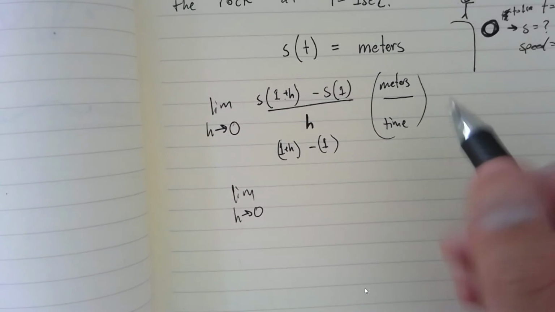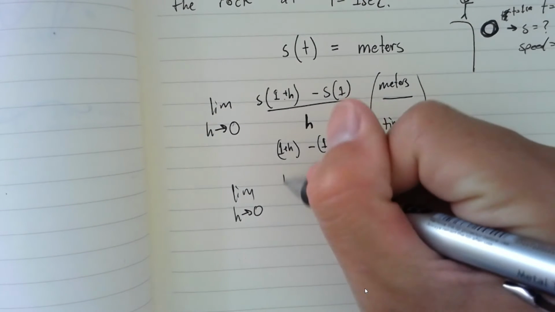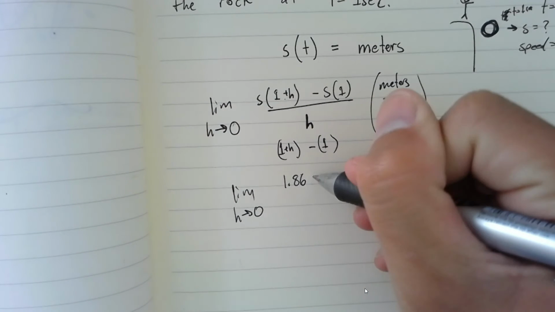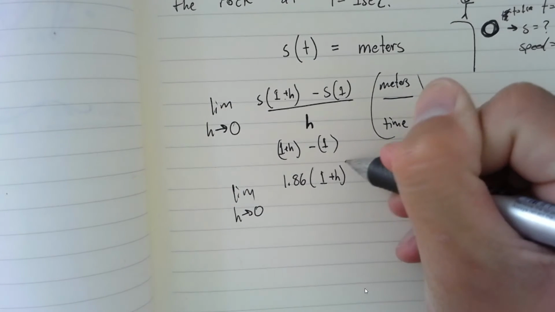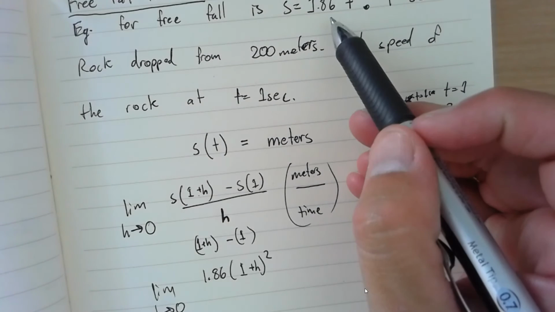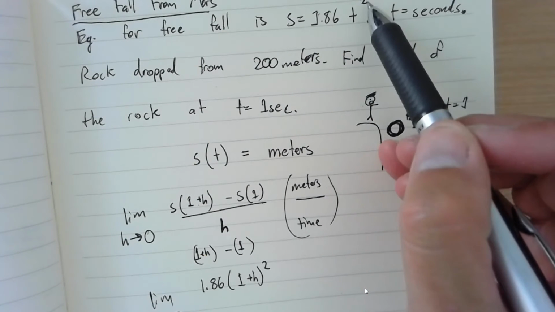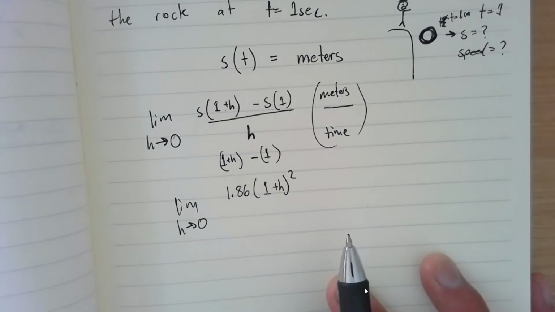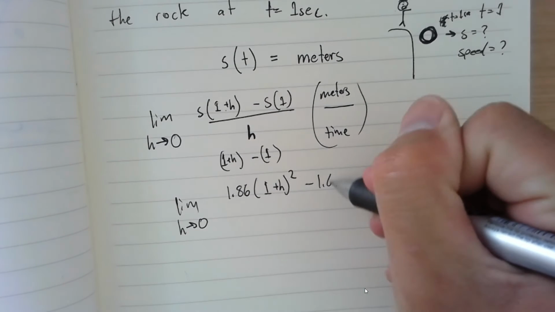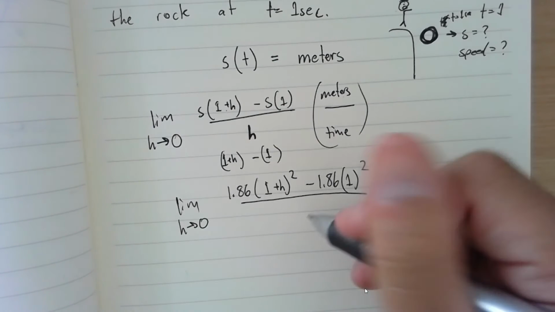Now what this is going to look like is 1.86 times 1 plus h squared. If you remember, the original equation is s is equal to 1.86 t squared, and here t is technically 1 plus h, minus 1.86 times 1 squared, over h.